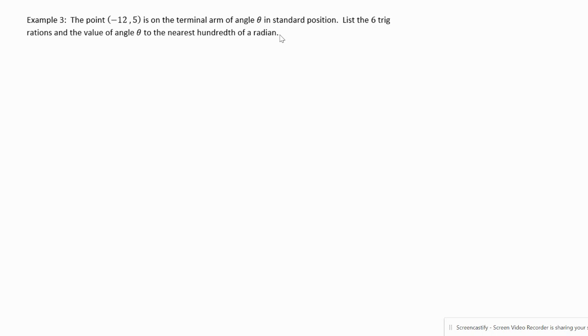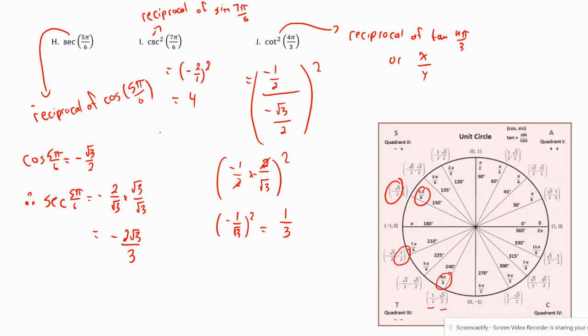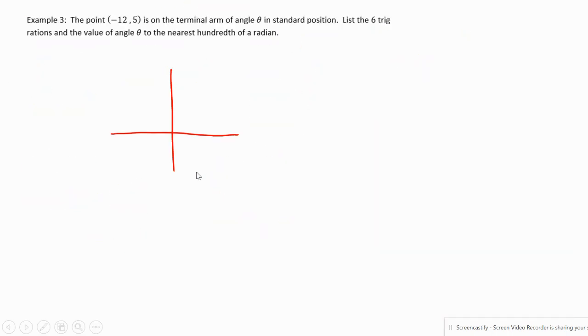All right, so what we're going to do here is draw, well, where's negative 12, 5? It's going to be 12 to the left and 5 up. So it's going to be, let's say, over here somewhere. It doesn't need to be perfect for this diagram, but just graph it like this.